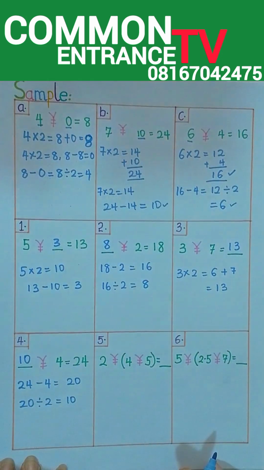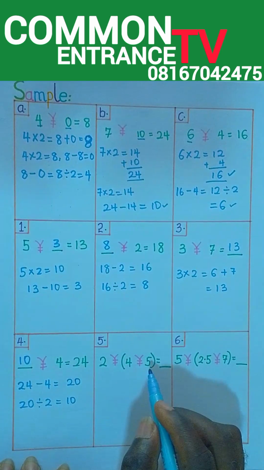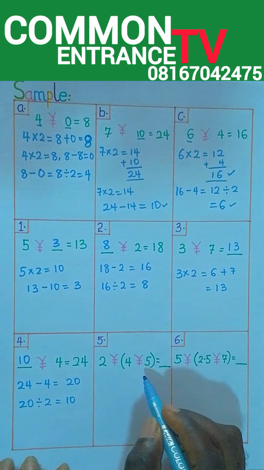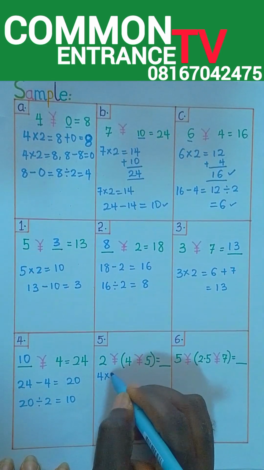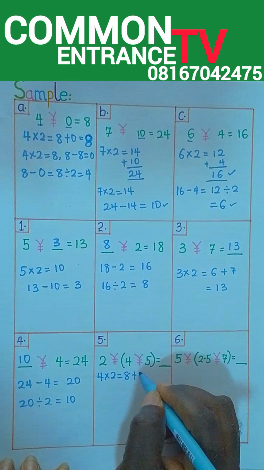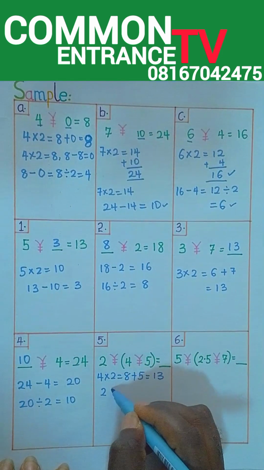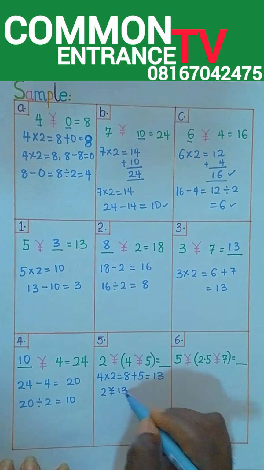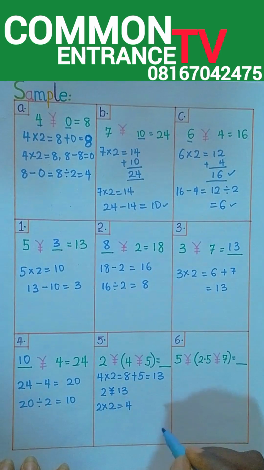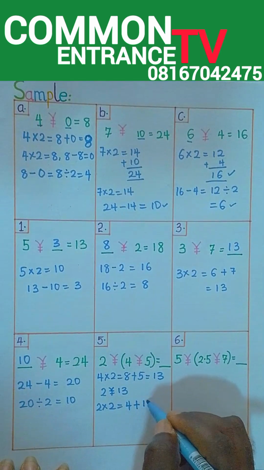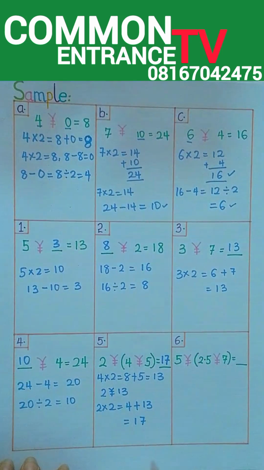Now let's look at number 5 critically. Now we have a bracket, and using BODMAS, we solve the questions in the bracket first. So we have 4, the sign, and 5. So we have 4 times 2 will give us 8. 8 plus 5 will give us 13. So then we have 2, the sign, and 13. So what it will be is 2 times 2 will be 4, and 4 plus 13 will give us 17. So the answer here must be 17.